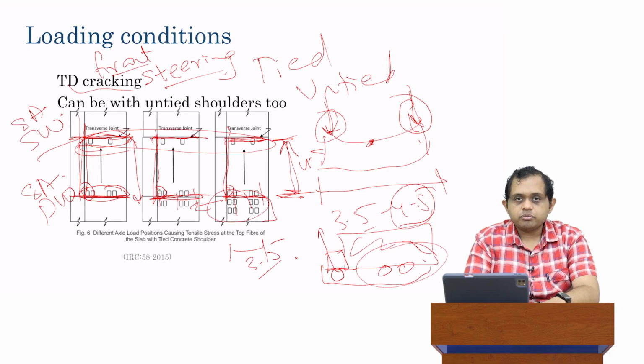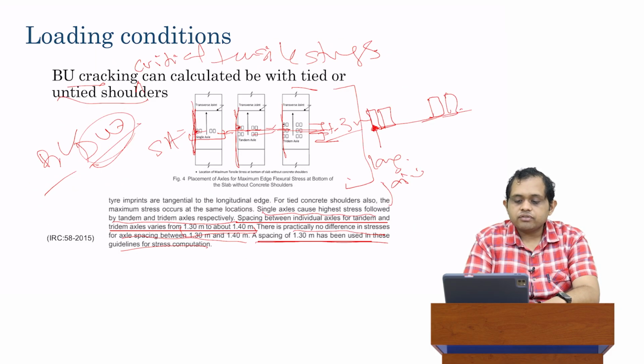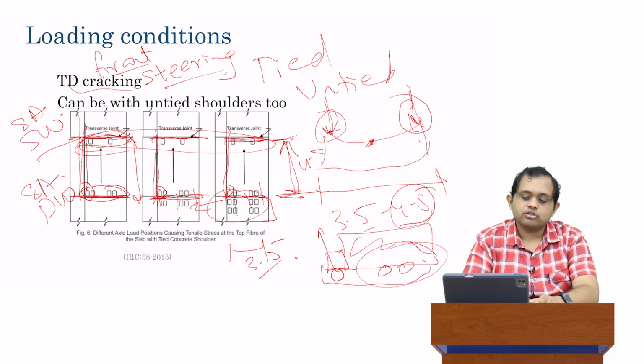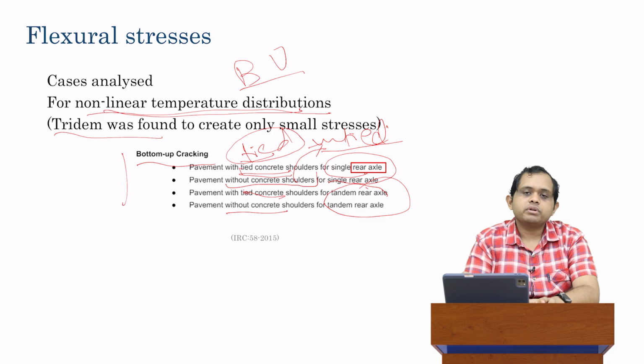Which means, by the way, in this figure which I showed before, for bottom-up cracking, although the figure is shown with the tridem axle, this is actually not considered in the design. So we do not consider the tridem axle repetitions for bottom-up cracking. It was found to be very small.